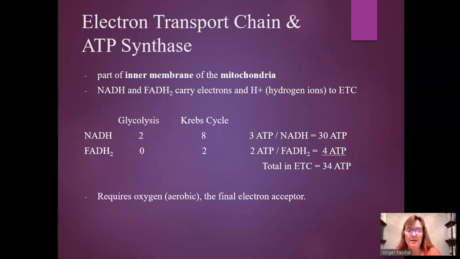The electron transport chain is aerobic. In other words, it requires oxygen. And oxygen, you need to know this, oxygen is the final electron acceptor. So what's happened is we've taken electrons out of the glucose. NADH and FADH2 have picked them up. Now they're going to send them through a process in the electron transport chain, and someone needs to pick them up at the end. And that molecule is oxygen. Oxygen is the final electron acceptor.